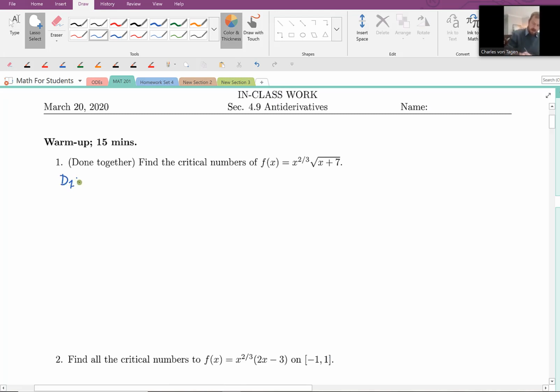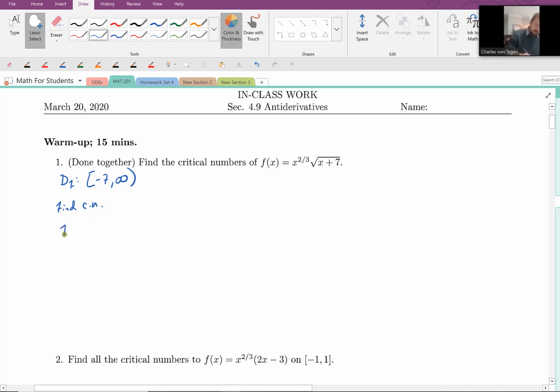In this case, this function is defined, well, the 2/3 operation, that's defined for all real numbers, but the square root operation only applies when the radicand is positive. So for that to work, we need x plus 7 to be greater than or equal to 0, which means we need x to be greater than or equal to -7. So the domain of this function goes from -7 to infinity. So there's the domain of this function. Now we want to go ahead and find the critical numbers.